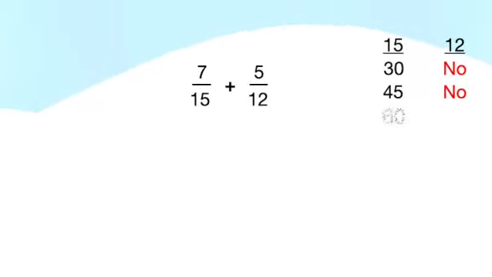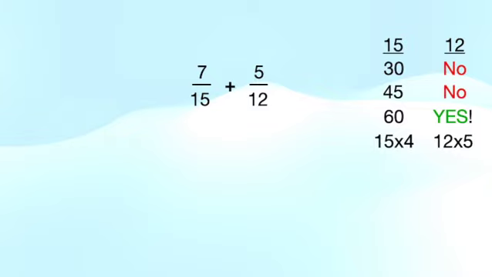The next multiple of 15 is 60. 12 does go into 60 5 times. So 15 times 4 is 60, and 12 times 5 is 60. We're going to use those two multiplication facts to create our ones, in this case, to change our denominators. So in the case of 15, the first denominator, 7/15, we're going to use the 4 to change the 15. So I make the 1 out of 4/4.